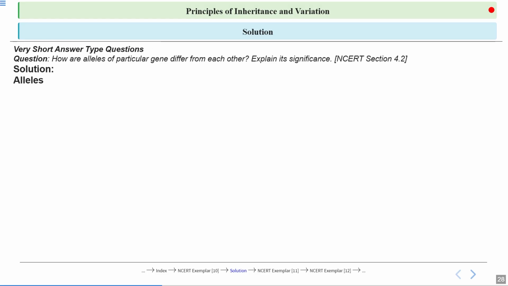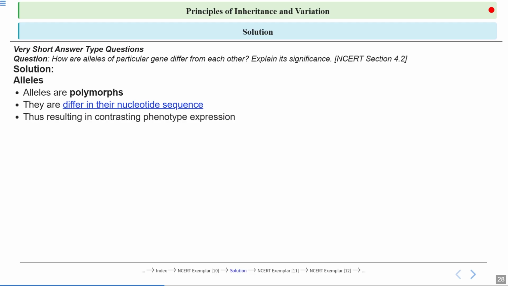So let's have a look at the answer. Alleles are just alternate forms of the gene. They are polymorphs. The two alleles differ only in the nucleotide sequence. A gene has two alleles. Suppose there is a gene for height. There are two alleles for that, capital T and small t. These two alleles differ from each other in just the nucleotide sequence. So there is a very minor difference in the nucleotide sequence of these two alleles.